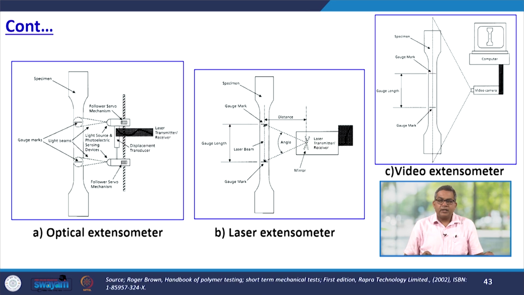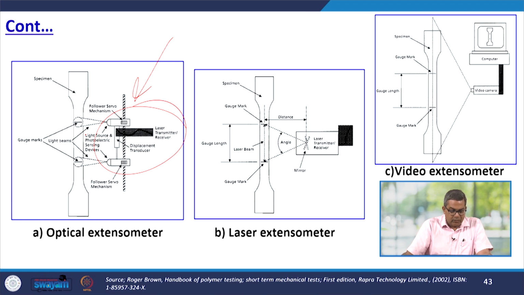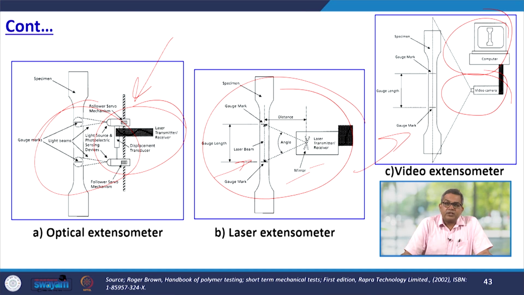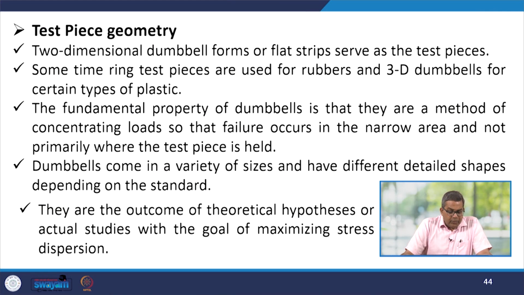Now here you see the different types of extensometer. This is the optical extensometer. You see the gauge, and this is the core of this particular extensometer, where the laser transmitters or receivers are there, and there are light beams, light sources and photoelectric sensing devices equipped. This is the laser extensometer. Here you see different types of laser transmitting devices and laser beams, and this is the video extensometer. It is equipped with a video camera which is connected to the computer to record all kinds of deviation in your data. Now let us talk about the test piece geometry.